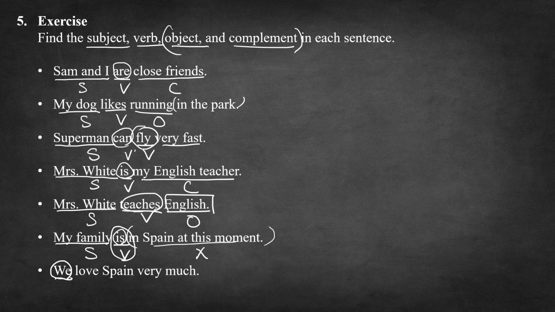Okay. Now, we love Spain very much. This must be my family. Subject. Love is the verb. So love is transitive. So if a verb is transitive, what do you need? You need an object. So Spain is the object.